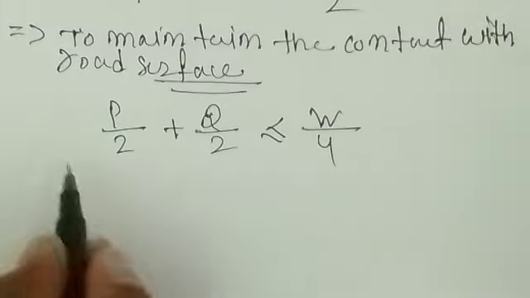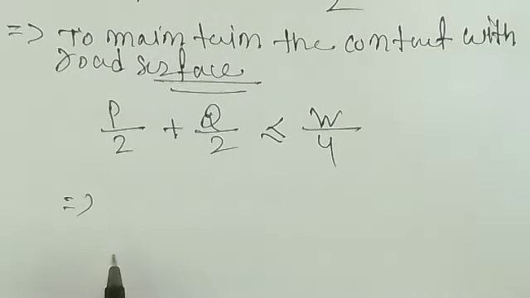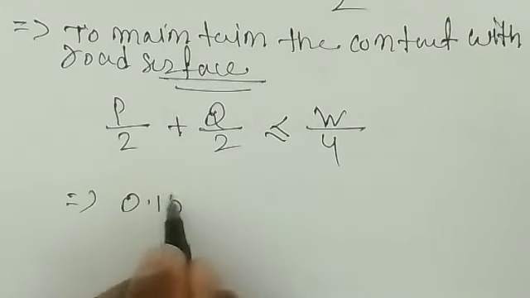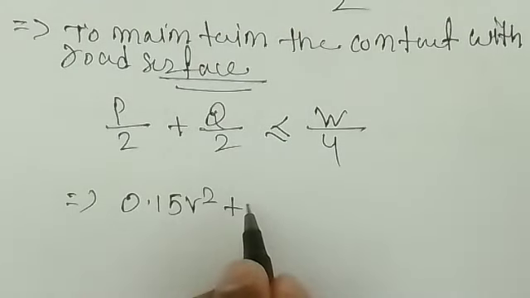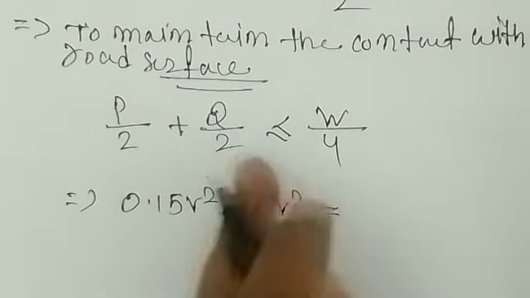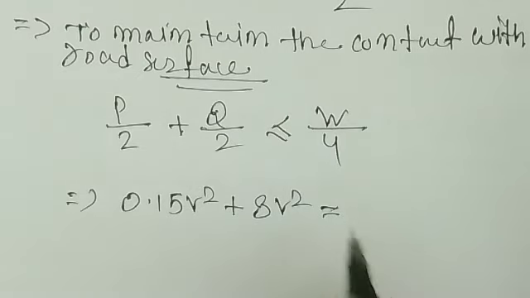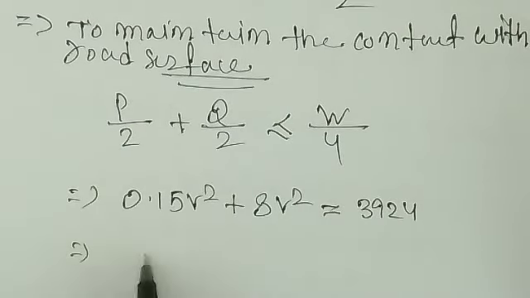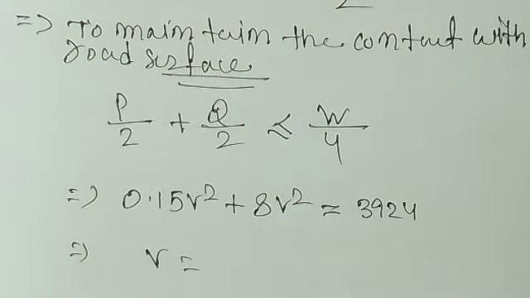So here P by 2 you already calculated, which is 0.15 V square, and Q by 2 you got 8 V square, equal to, I am taking W by 4, less than or equal to W by 4 means equal to, right. So this is 3924. When you simplify this, simply add these and take the square root, you will get V.